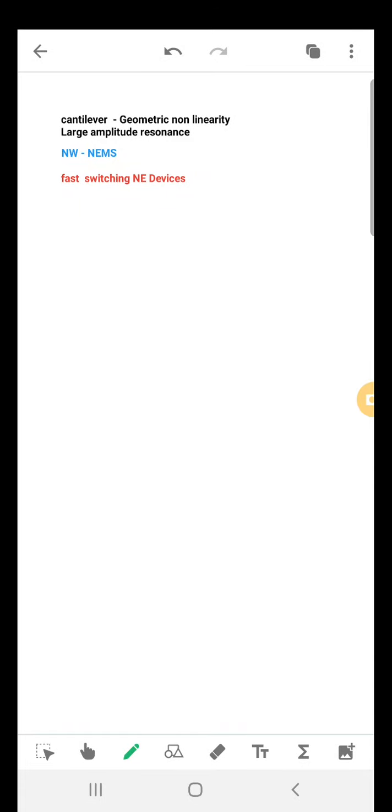Hello students. So today we will discuss cantilever geometric nonlinearity and large amplitude resonance. The formation of this cantilever is done with nanowires, and it is a nano electronic device or nano electromechanical system. We will mainly focus on how to utilize this property in making fast nanoelectric switching devices.